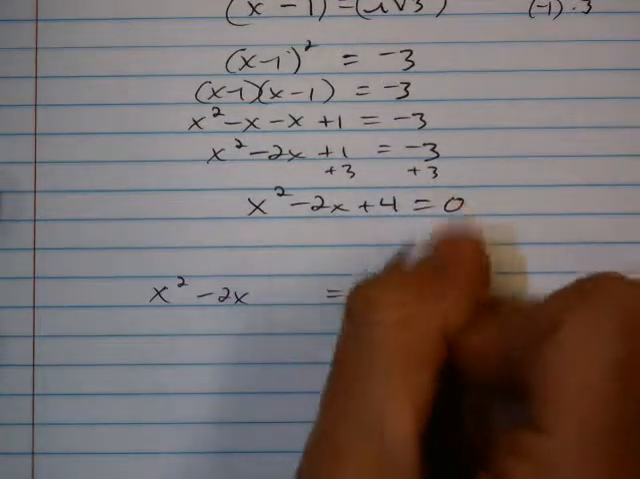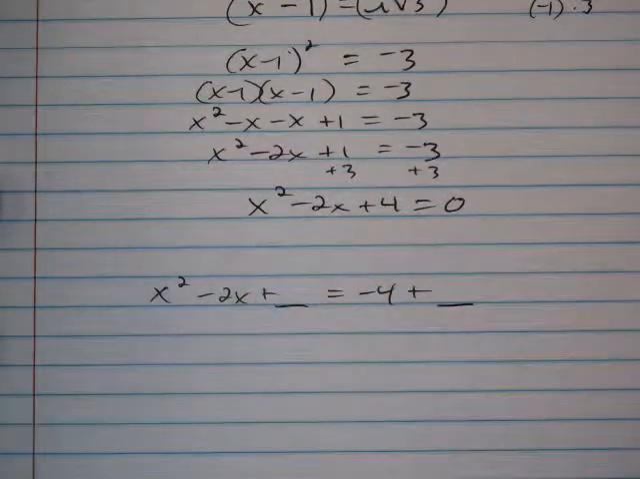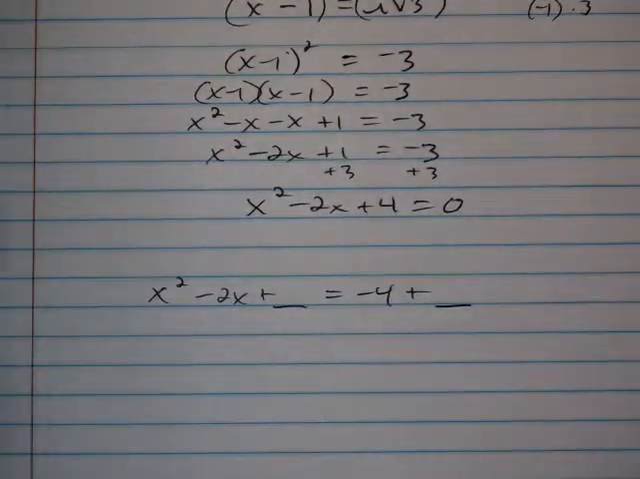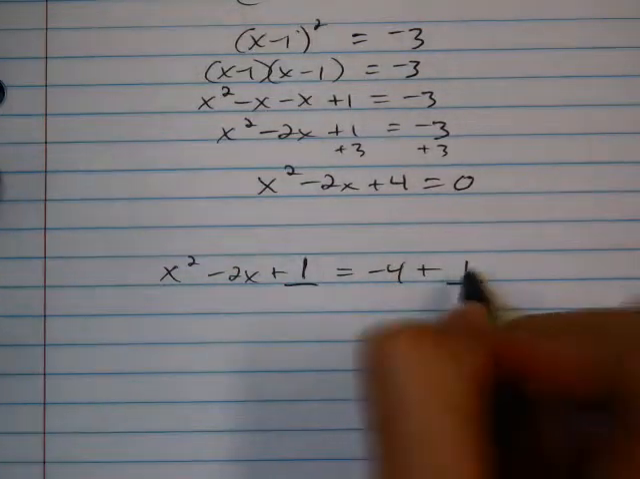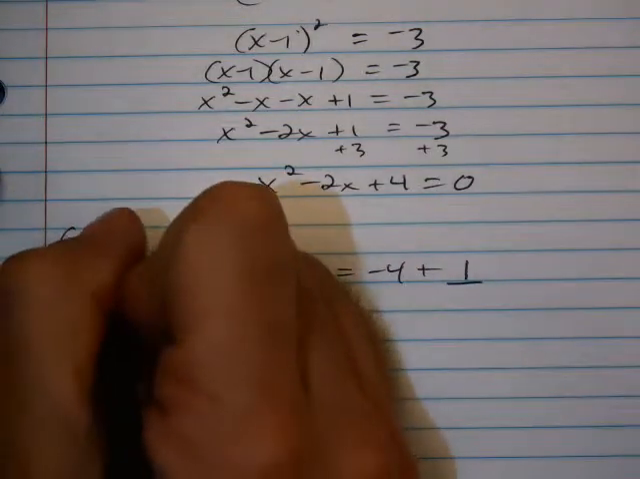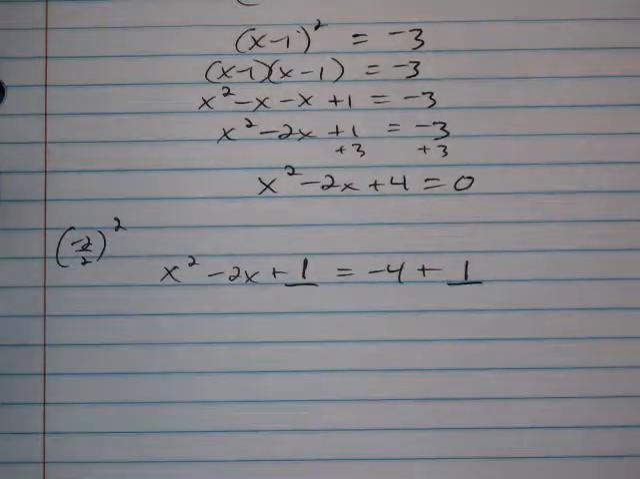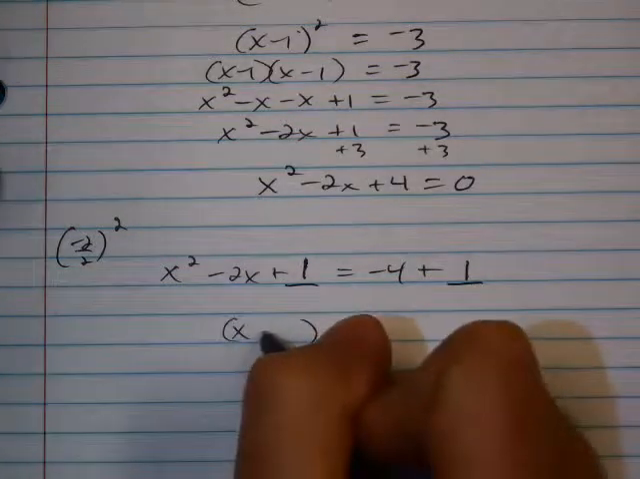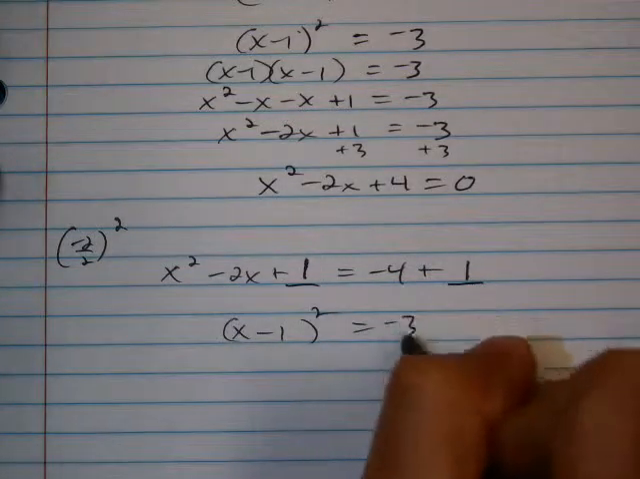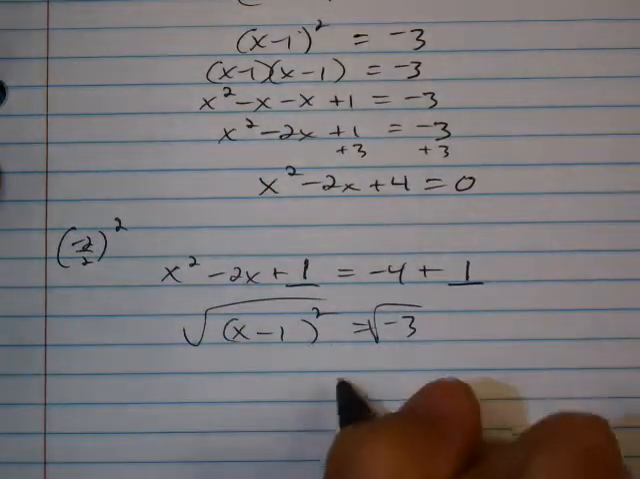If I complete the square, I'm going to move this positive 4 over. That's negative 4 plus blank. And you don't always have to do this. This is, again, just checking to see if we did this correctly. I'm going to add positive 1 to both sides because I'm taking my middle term, negative 2, dividing by 2 and squaring to complete the square. This now becomes x minus 1 squared equals negative 3, and I take the square root of both sides to solve.